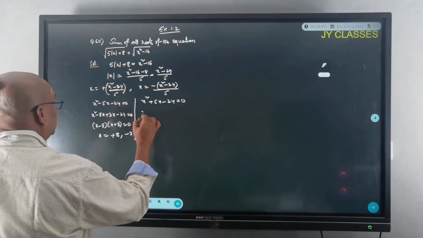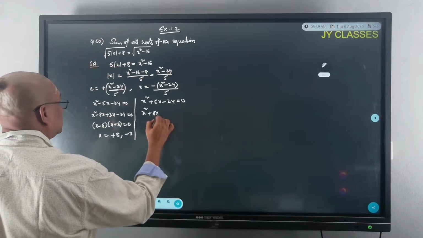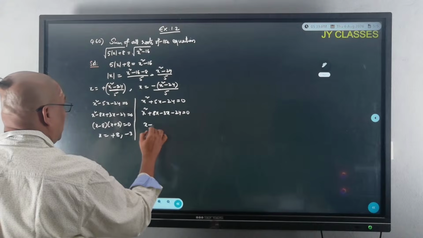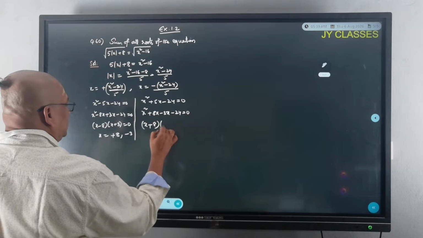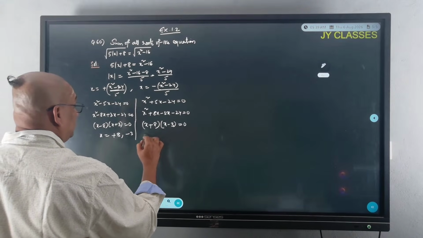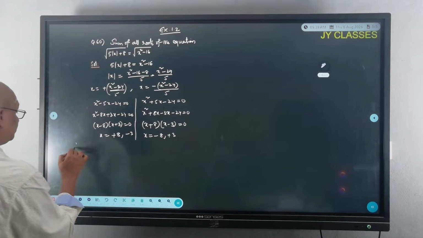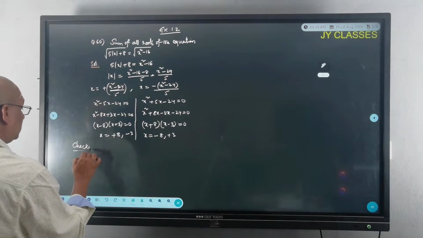Whereas here x square plus 8x minus 3x minus 24 equal to 0. x plus 8 into x minus 3 is 0. x is equal to minus 8, plus 3. Now check.